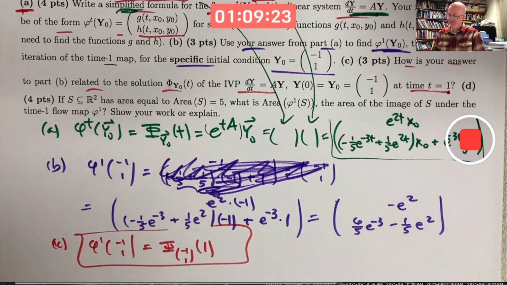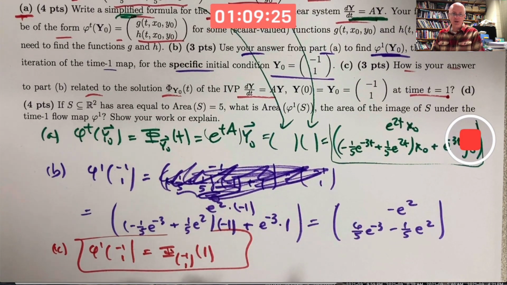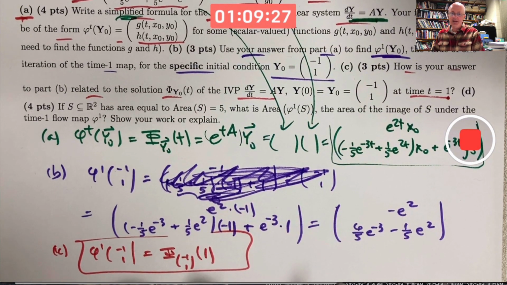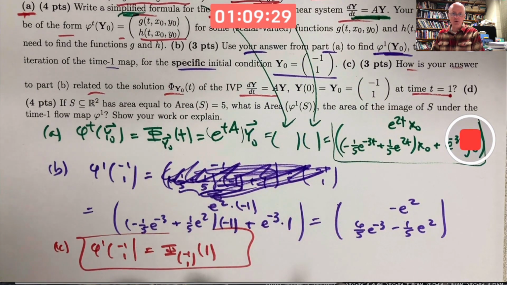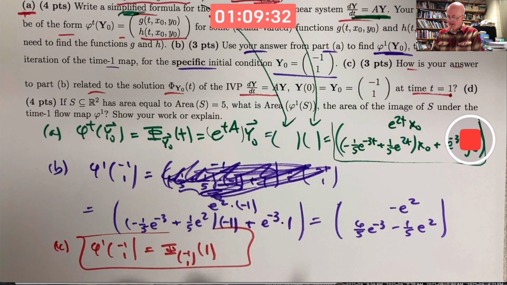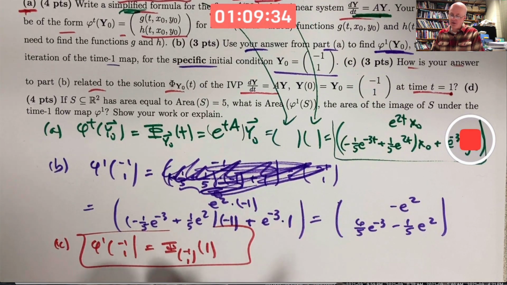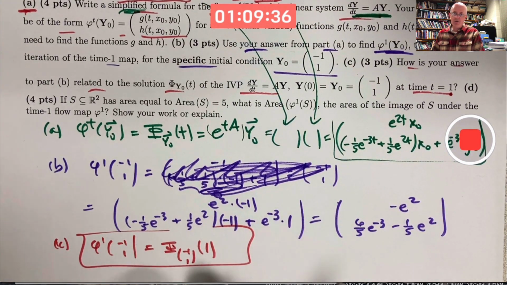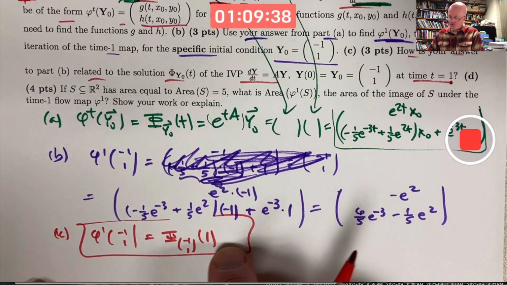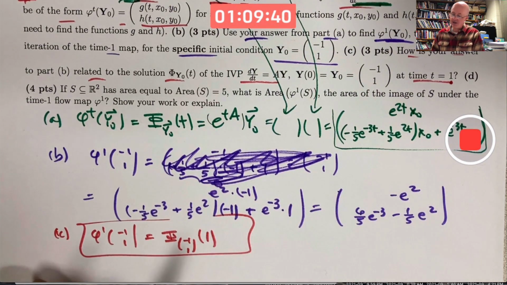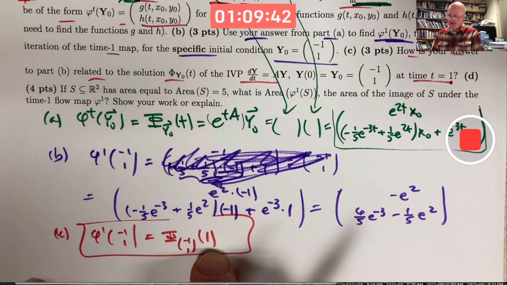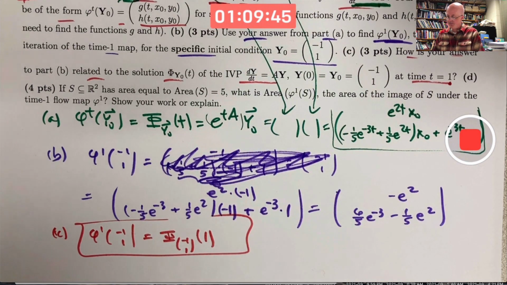You just need to know that when you iterate the time 1 flow map, it matches the solutions of the differential equation at that moment in time. If I did a second iteration of the time 1 flow map, the point I would be at would match the solution at time 2. If I did a third iteration, it would match the solution at time 3. That's something my students should know as well.